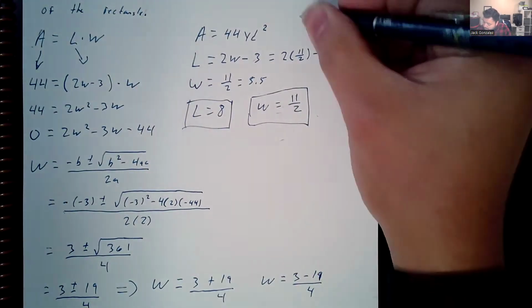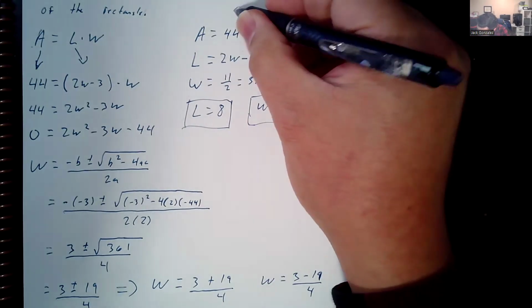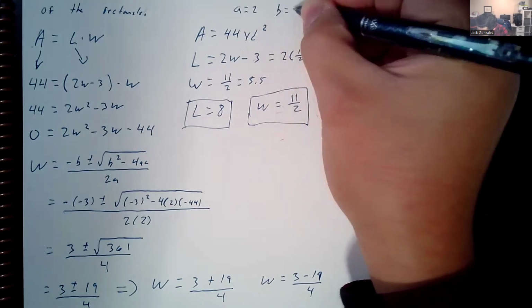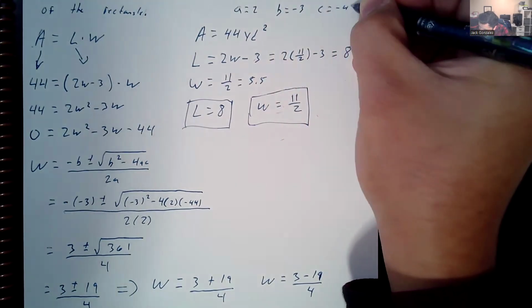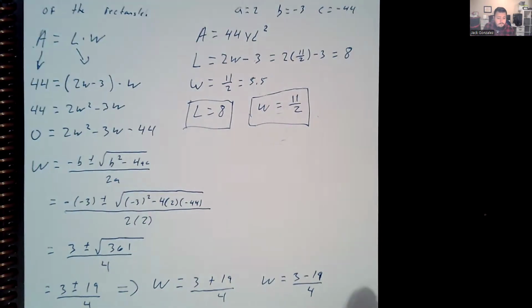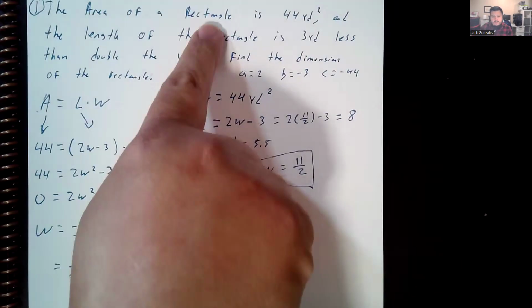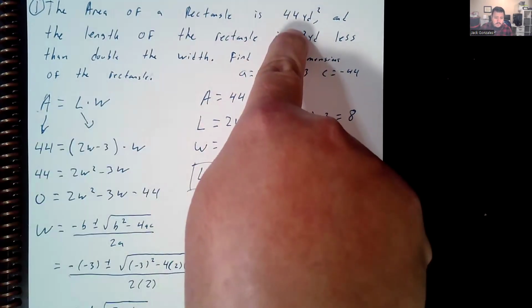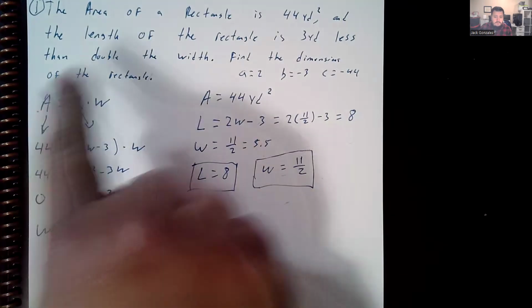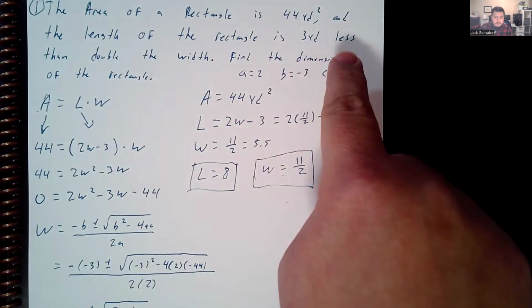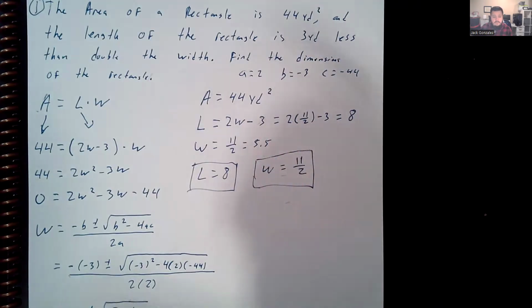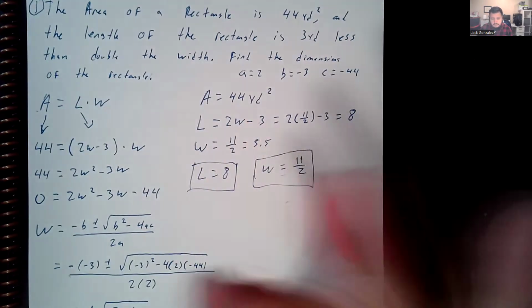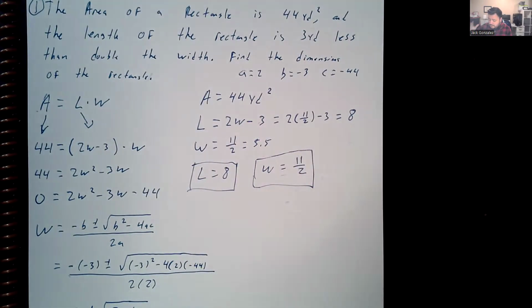And I'll put my quadratic stuff up here. A was 2, B was negative 3, and C was negative 44. Okay, so from the top, it says area of a rectangle, so I wrote down the area of the rectangle formula. They gave us A, area. Plug that in. They told me that the rectangle had a length that was 3 less than 2 times the width. 3 less than double the width. 2 times the width minus 3. Right.